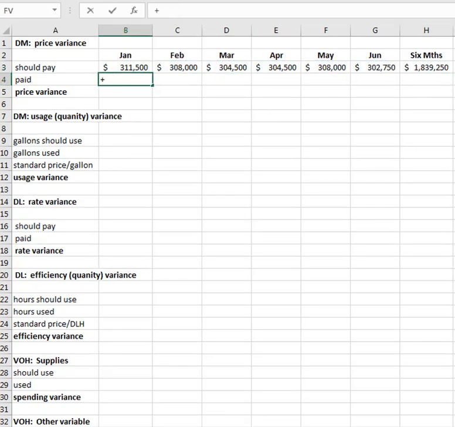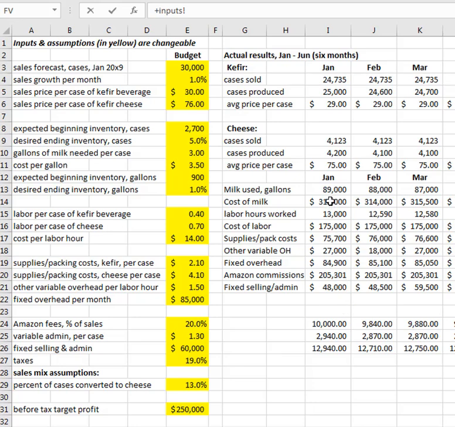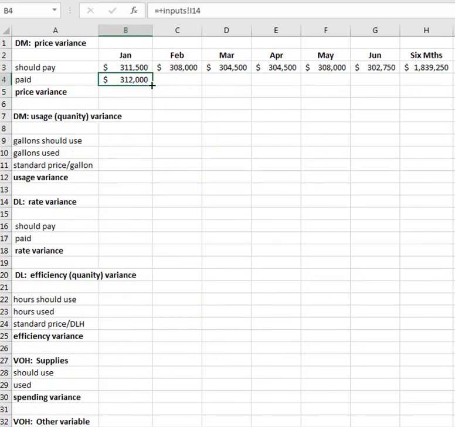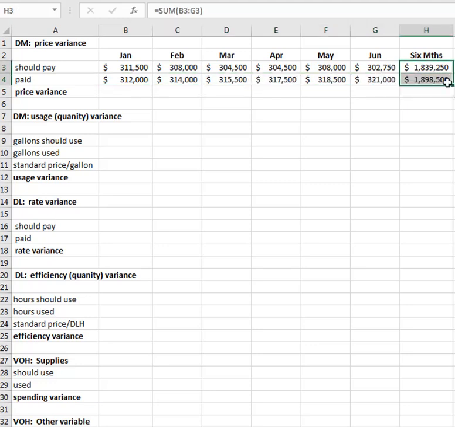And then what did they pay? They told you that. Cost of the milk. And then you can again just pull that across, pull that down, and you have a comparison. And then you can calculate the price variance. Typically the price variance would be an absolute value and a favorable or unfavorable, but in Excel we're going to use the plus and minus just because of the math. But remember that when you're interpreting this, the plus and minus is typically not used. It would be an absolute value with favorable or unfavorable.